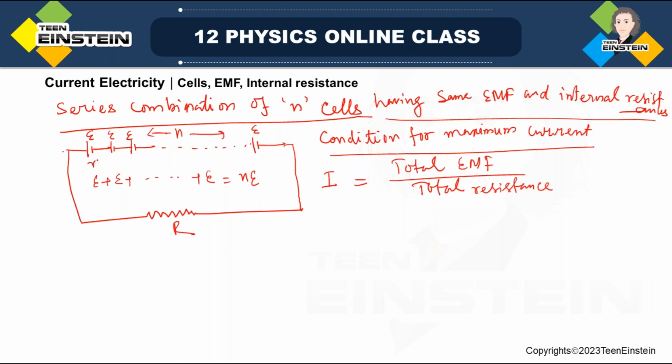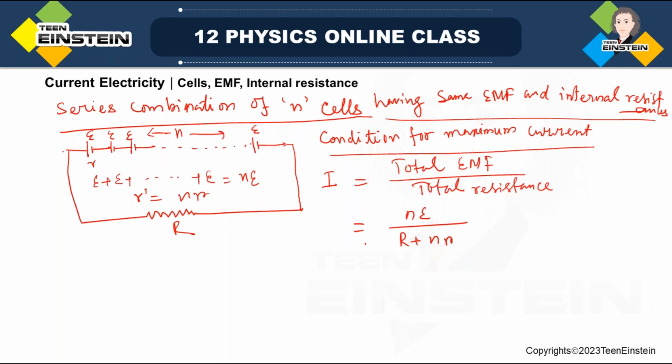And each of them has this internal resistance r. So what will be the total internal resistance? Total internal resistance r prime will be nr. I hope you agree with me. So then the total EMF we have got is nE, divided by the total resistance, which will be the external circuit resistance R plus nr. So this is actually the total current.